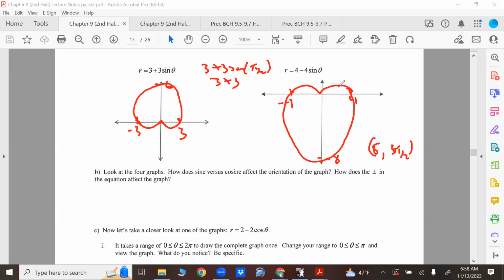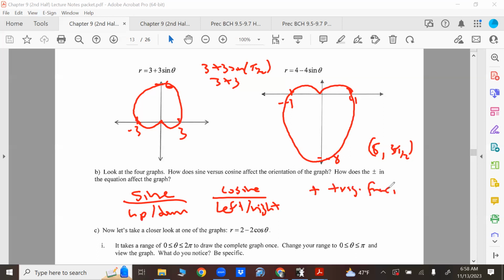So we look at these 4 graphs. How does sine versus cosine compare? For sine, it's going vertical, up or down. For cosine, it's going horizontal, left or right. If the trig function has a positive sign in front of it, it's going to be mostly above the pole. If you have a negative in front of the trig function, it'll be mostly below the pole, as we saw for the last graph.